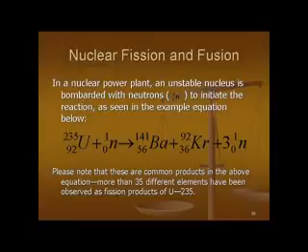forms barium-141 (56, 141) plus krypton-92 (36, 92) plus 3 neutrons, and a neutron again has a mass number of 1 and 0 for the atomic number. Please note that these are common products in the above equation, but there are more than 35 different elements that have been observed as fission products of uranium-235.